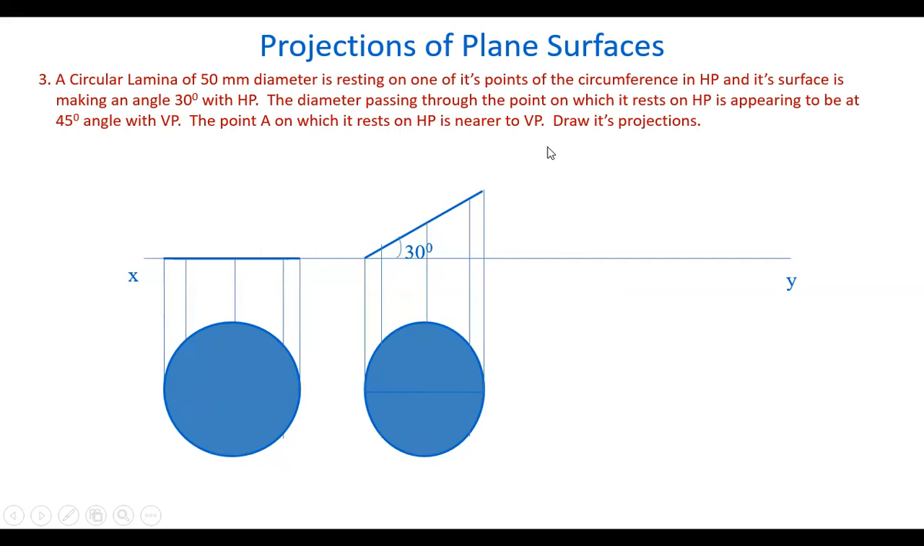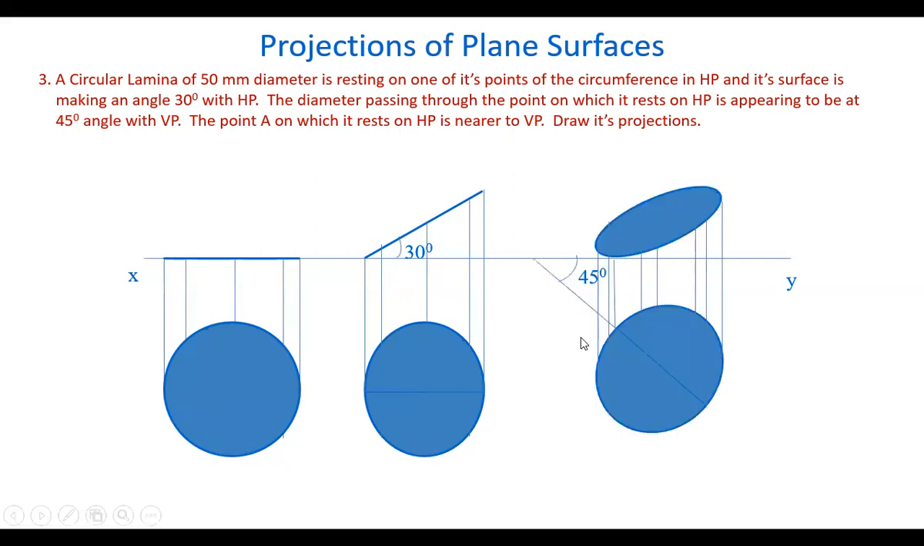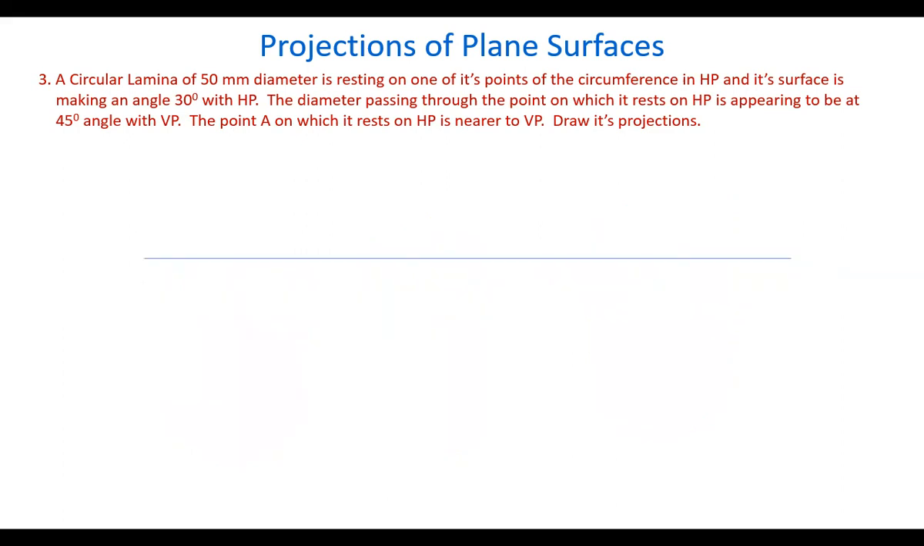It's the same as the earlier problem, but there in the previous problem we have taken this. Suppose if this is AE, this E is taken nearer to the observer, but in this case the A, this point, is taken nearer to the vertical plane. So that is the only difference. Otherwise, this problem and the earlier previous problem are both the same. So let's see how to draw this one.